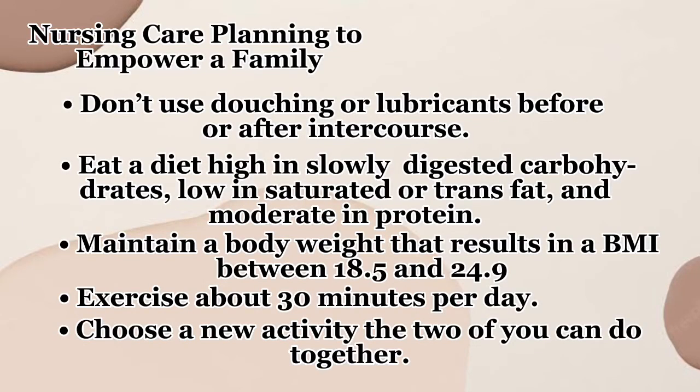Eat a diet high in slowly digested carbohydrates, low in saturated or trans fat, and moderate in protein. And maintain a body weight that results in a body mass index between 18.5 and 24.9. And of course, you need to exercise about 30 minutes per day to help keep blood glucose and insulin levels stabilized. And last, choose a new activity that the two of you can do together, such as learning ballroom dance, so you can create an activity separate from planning a baby. This not only helps to pass the time in a positive way, but also offers a positive outlook for a month when you don't conceive.